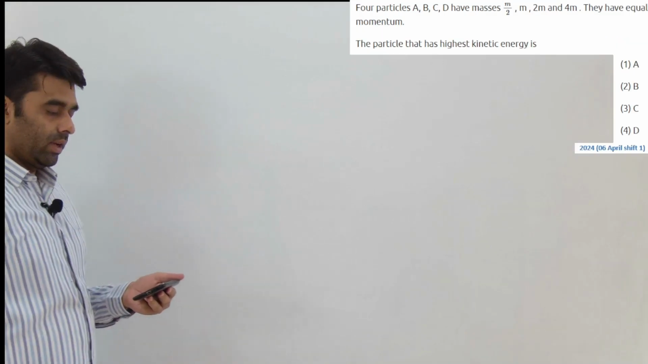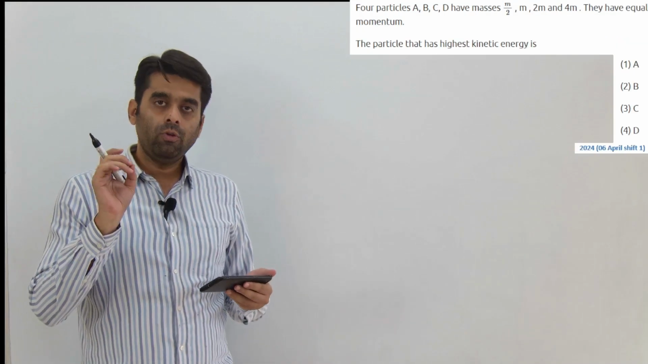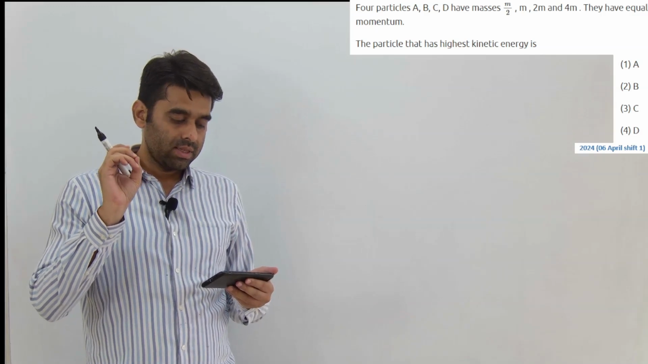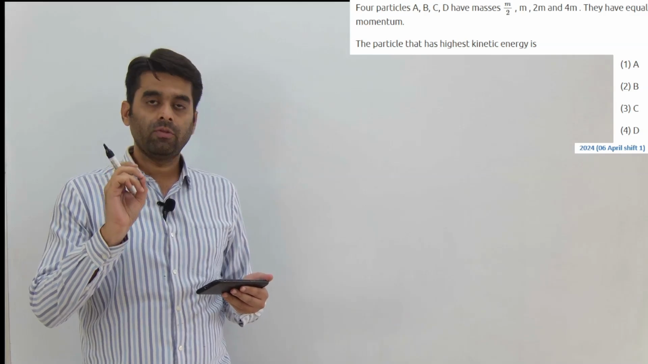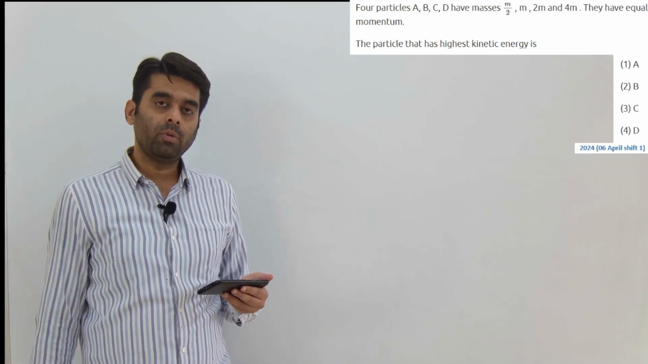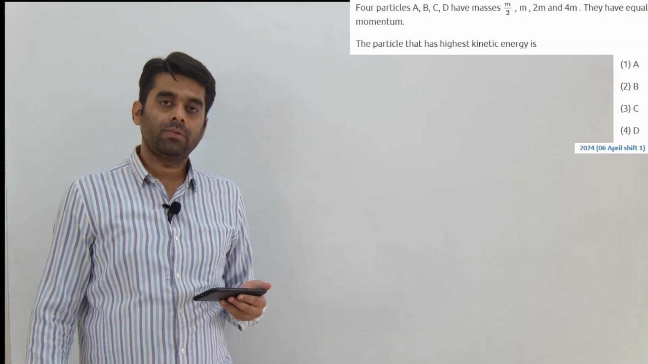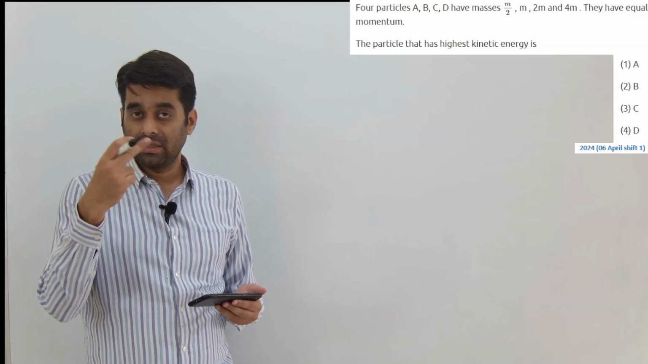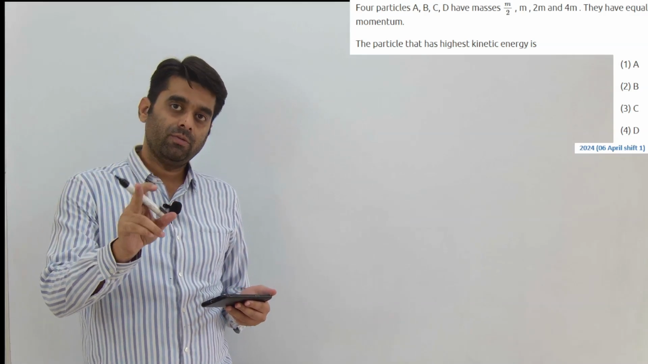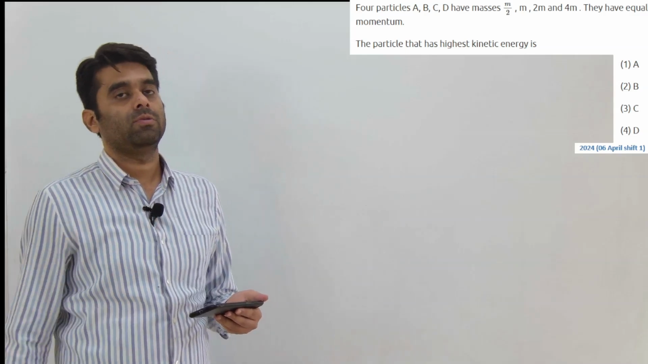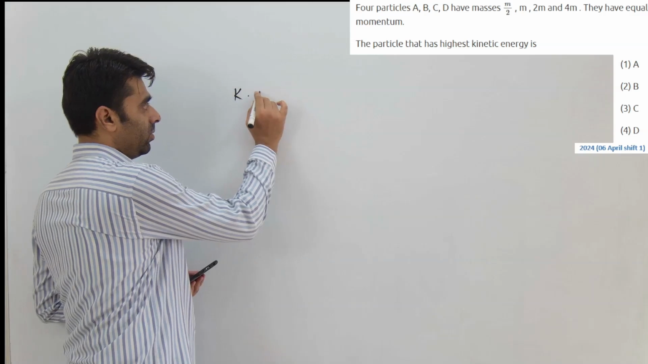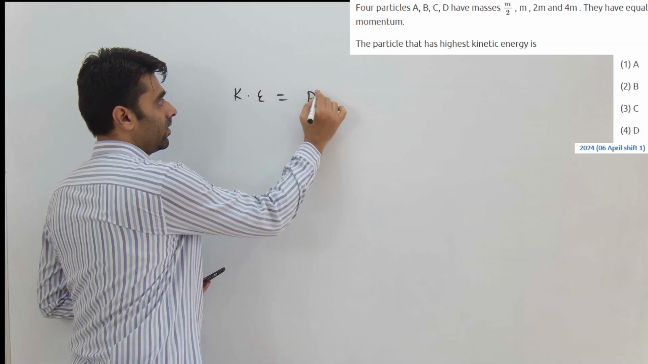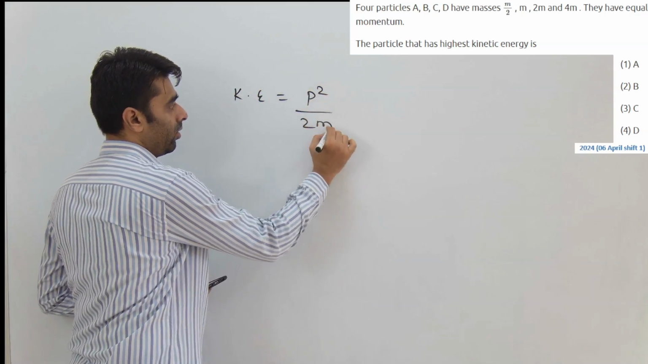Next question. Four particles A, B, C, D have masses m/2, m, 2m and 4m. They have equal momentum. Which particle has maximum kinetic energy? Masses are given, and they have given us information about momentum. They are asking which one will have maximum kinetic energy. What is the relation between kinetic energy and momentum? Kinetic energy is p square by 2m, right?